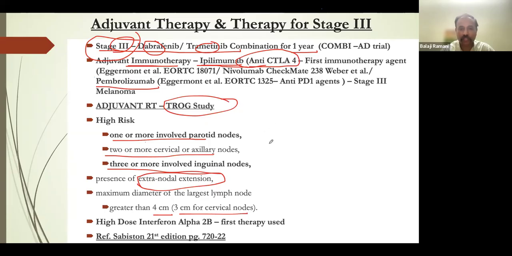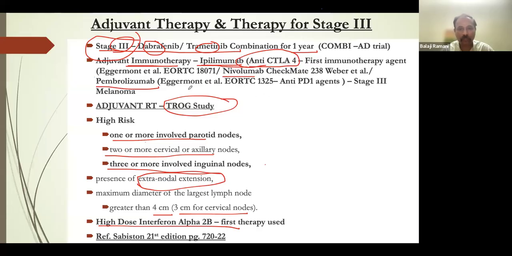So the first therapy, as I already mentioned, I was discussing regarding the immunotherapy, right? If you guys remember, that is the high dose interferon alpha 2b. That was the first therapy which was used. So now, of course, it is all immunotherapy, with pembrolizumab, nivolumab, ipilimumab. All these are the agents which are used in stage 3.